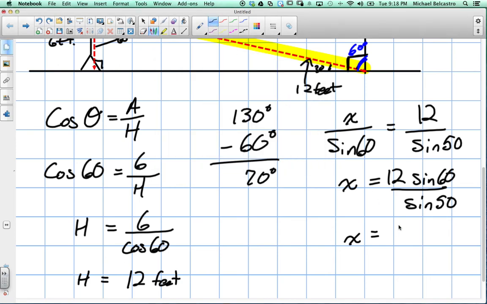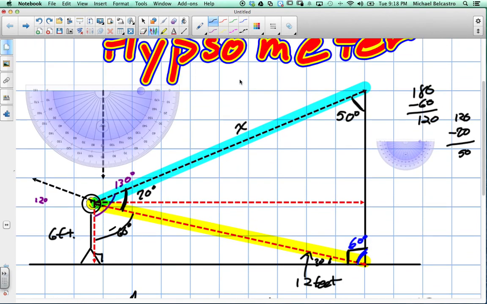13.56, we'll write 13.6 feet, approximately. So that means this distance here is about 13.6 feet long. Great. So that means from our head to the top of the wall was 13.6 feet. From our eye level to the bottom of the wall was 12 feet. How high is the wall itself?